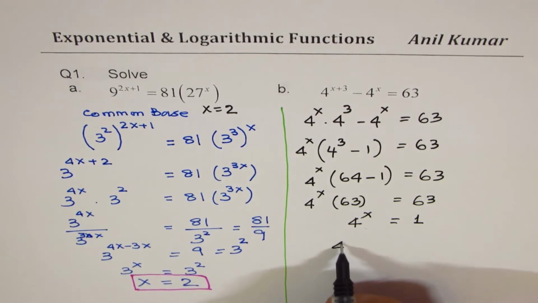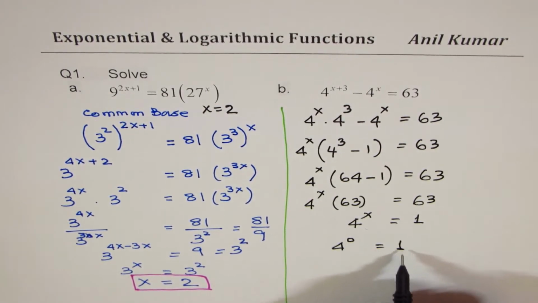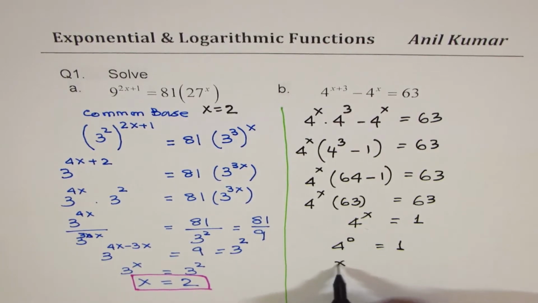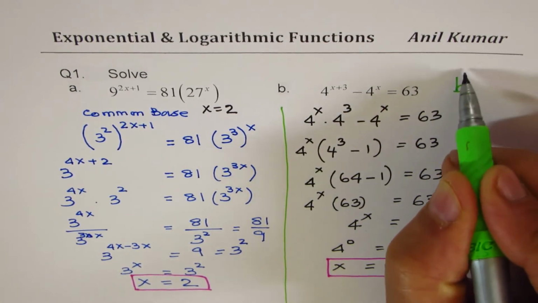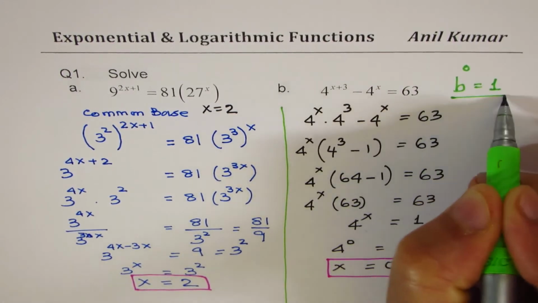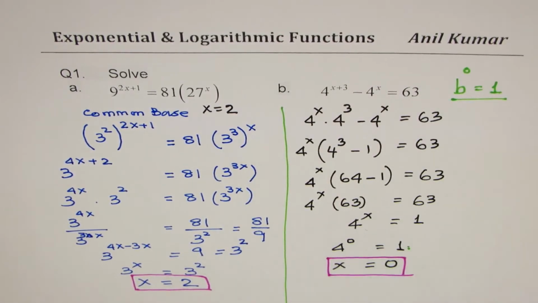We know 4 to the power of 0 is 1, right? So we can say x equals 0. x equals 0 gives you the solution. So in this particular case, the solution is x equals 0. Anything to the power of 0 is 1. Perfect. So we know that b to the power of 0 is actually 1. So if there is 1 here, the exponent should be 0, right?